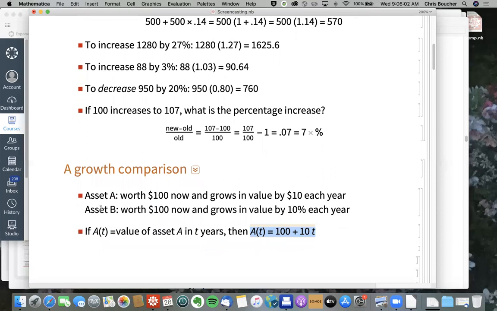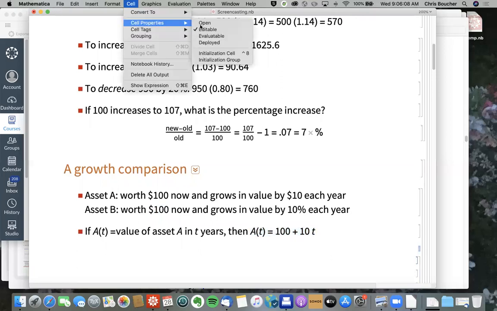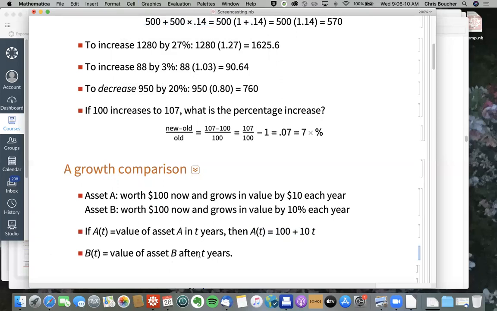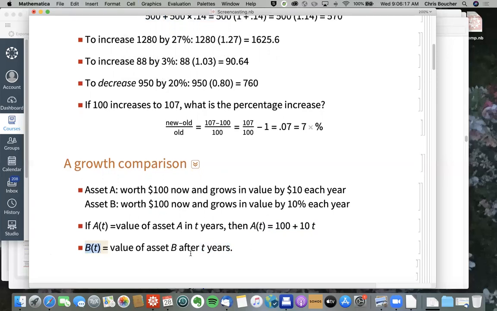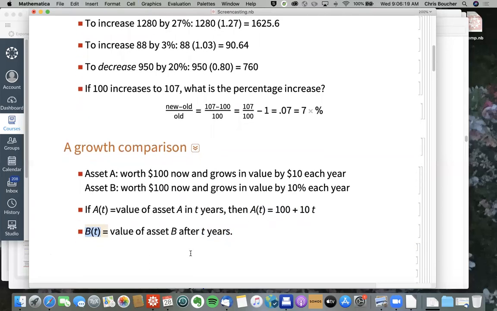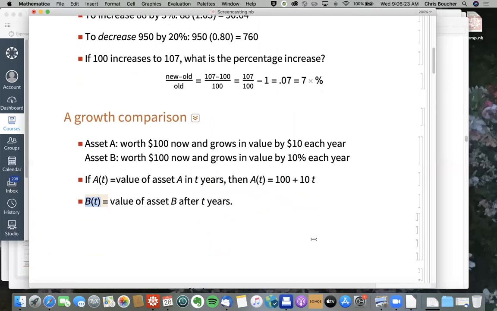All right, what about asset B, which has a little bit more complicated growth scheme, growing by 10% per year? Well, the idea of our model will be the same. Again, we'll have an input variable t that measures years, and we'll have a function which we'll call b of t that measures the value of asset B. It's not as obvious, though, what the formula should be for b of t. So when you're in this situation and trying to build a model and you don't even know what form the function takes, compute a few easy values.